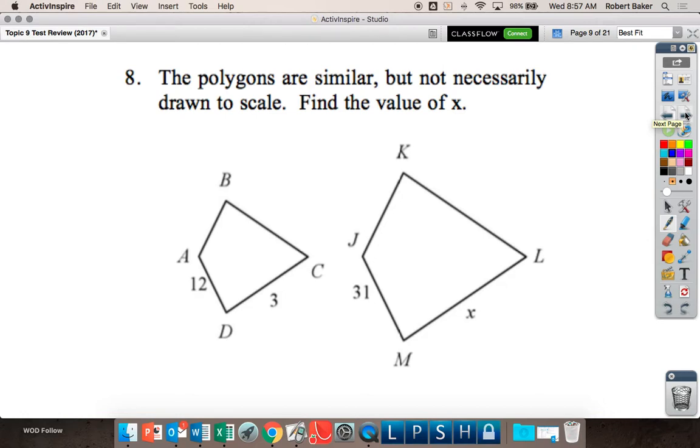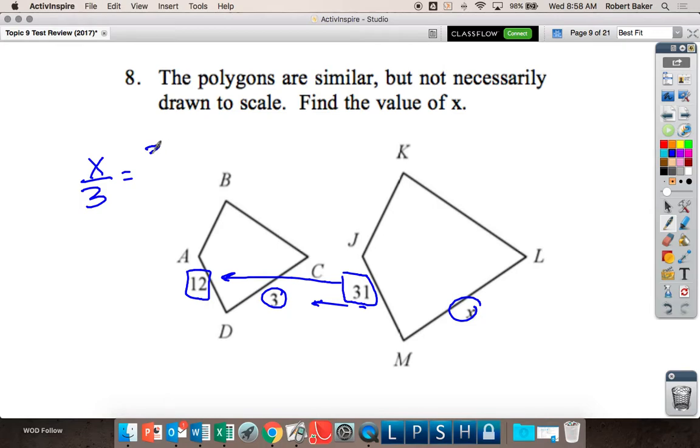These polygons are similar, but they're not necessarily drawn to scale. What is x? I don't know how much nicer that can be, right? There are only 2 numbers on 2 shapes, and I'm asking you to set up your proportion. Help me do it, and then we'll move on. X over 3, so we're going to go this way this time. X over 3. So stay consistent.